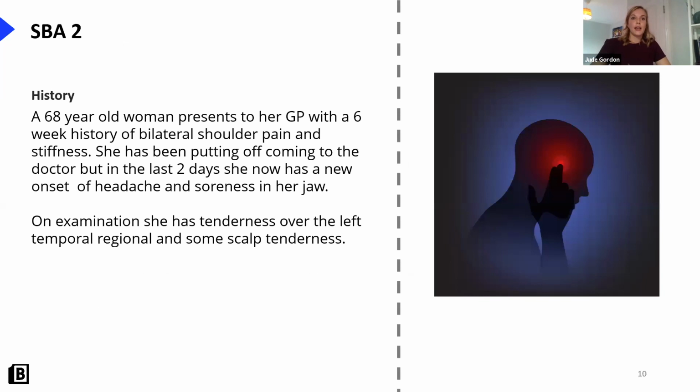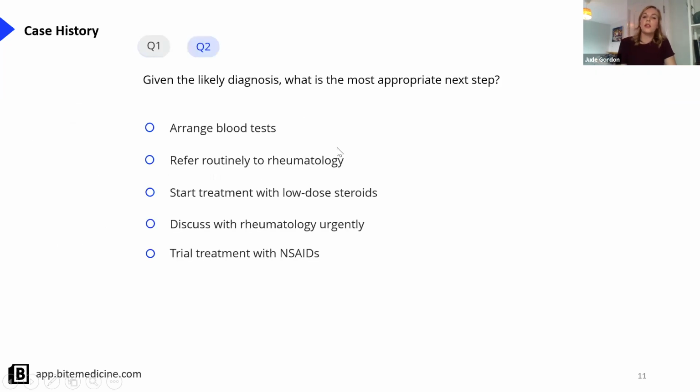So straight into our second case then. This time we've got a 68-year-old woman who again presents to her GP. This lady has a 6-week history of bilateral shoulder pain and stiffness. She's been putting off coming to the doctor, but in the last 2 days she's now got a new headache and soreness in her jaw, so she's become more concerned about her symptoms. She's examined by the GP, and she's found to have some tenderness over the left temporal region and also some scalp tenderness. Given the likely diagnosis here, what's the most appropriate next step this time? And again, I'll give you some time to answer that.